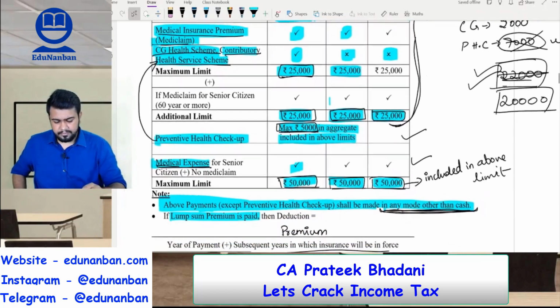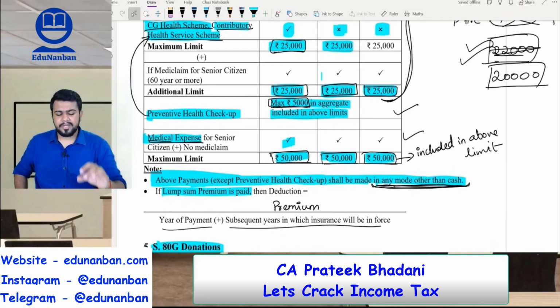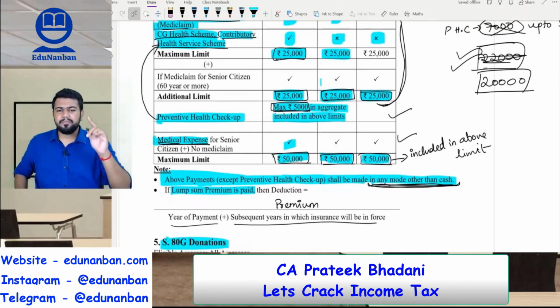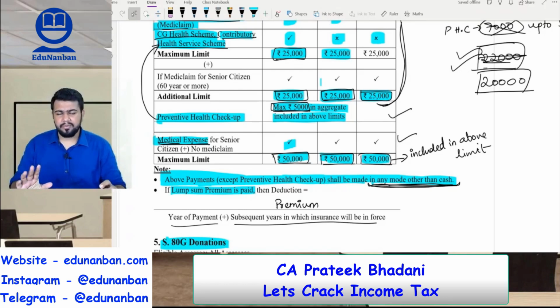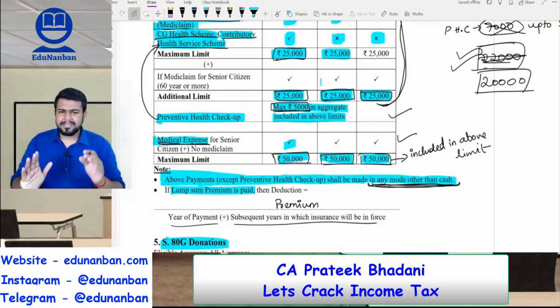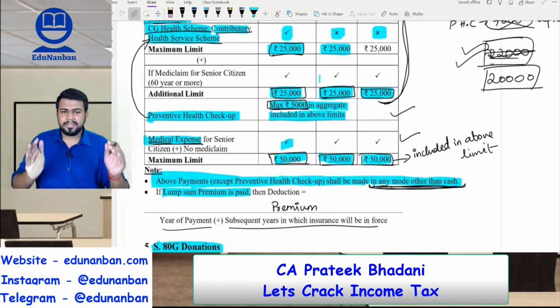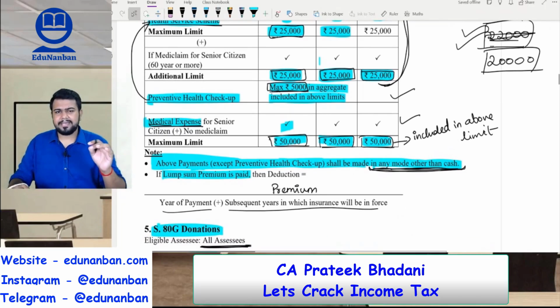Then preventive health checkup is also allowed as deduction. However, the maximum preventive health checkup allowed is 5,000 rupees, and this 5,000 is included in the above limits that we discussed. So you should see that limit also, that is 25,000 or 50,000 as the case may be, and you should also see whether this 5,000 limit is satisfied. This 5,000 is the total limit for the individual, self, dependent children as well as parents. So everyone combined, the maximum preventive health checkup allowed is 5,000 rupees.